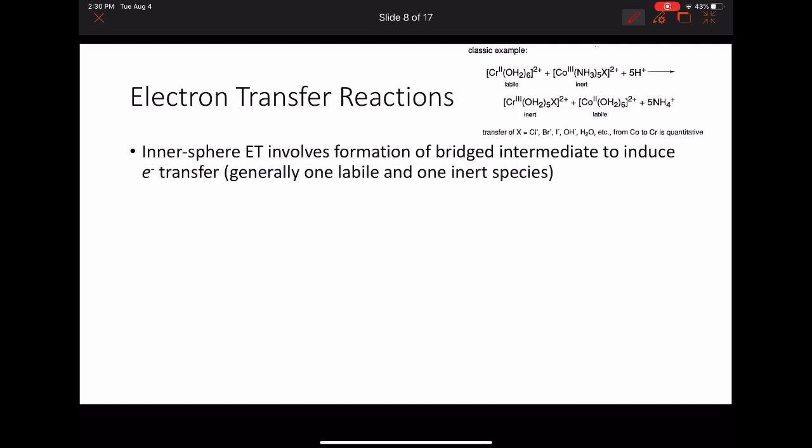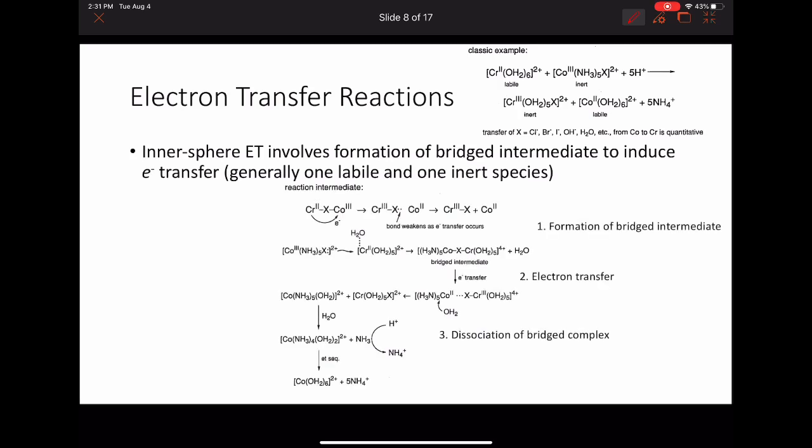hexa-aqua chromium 2 species, which is labile, and we have the pentaamine X cobalt 3 complex. In the presence of acid, we have the transfer of this X ligand, which is necessarily going to be a bridging ligand. So something that has at least two lone pairs on it. To follow this reaction mechanism then, we necessarily are going to have the formation of this reactive intermediate where X serves as a bridge between the chromium and the cobalt in order to facilitate the electron transfer process.